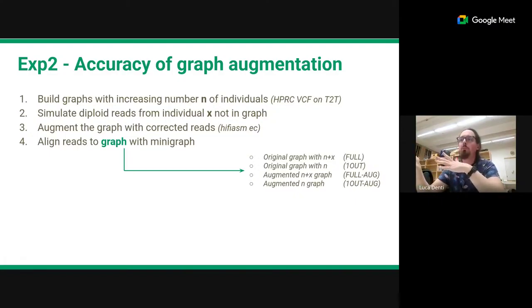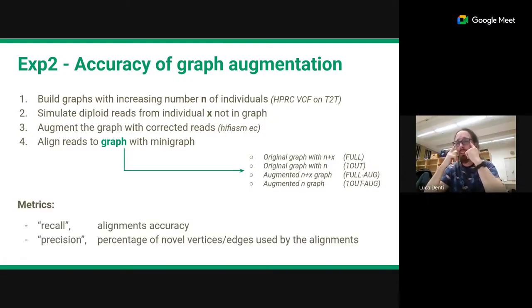So this is the most common scenario, where your individual is not in the graph and you want to augment it from long reads. And we evaluate the accuracy of our augmentation using two metrics, some sort of recall and some sort of precision. The recall is the alignment's accuracy against these four graphs, and the precision is the percentage of novel vertices and edges that we added to the graph and that are actually used by the alignment.